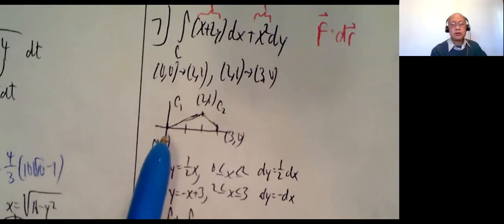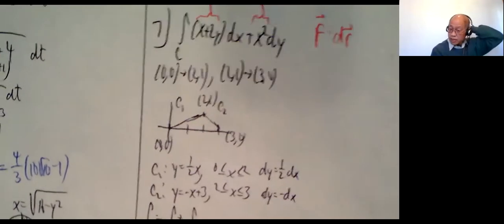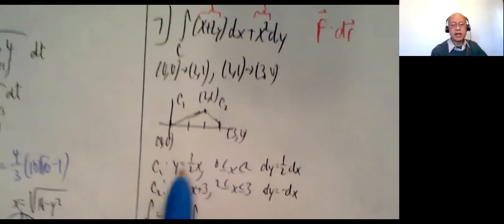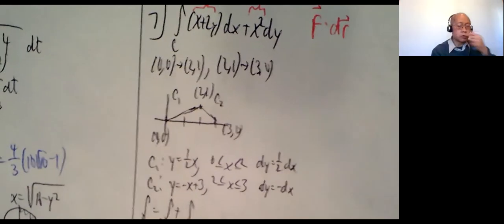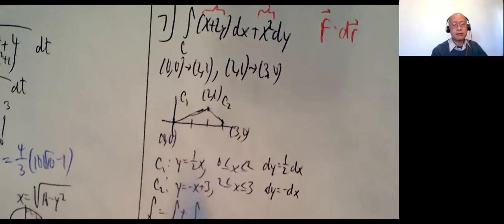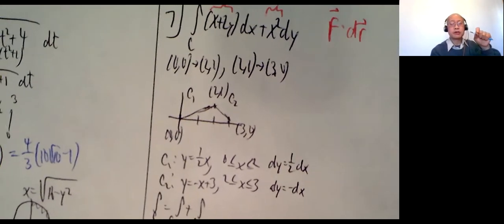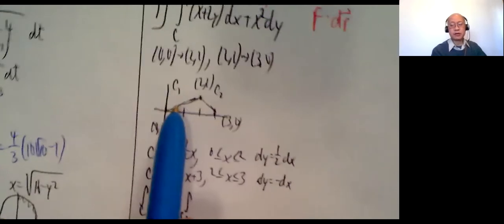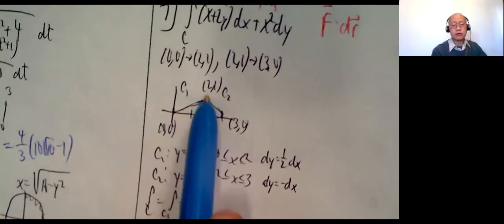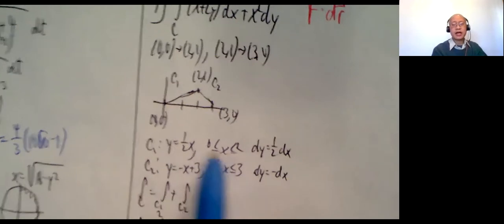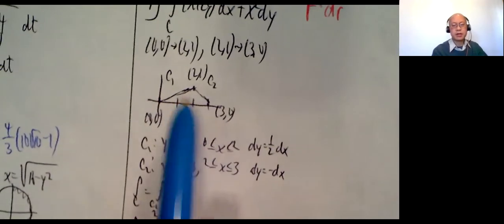All right, so let's write what these things are. C1, that's y equals a half x. I'm going from 0, 0 to 2, 1. You could play the game of parametric equations going from one point to another point, but these are easy enough. You know that from algebra 1, right? So y equals mx plus b, slope is 1/2. So y is 1/2 x, x goes from 0 to 2.